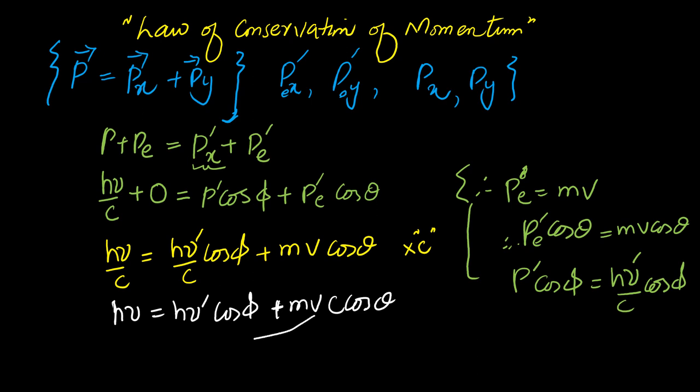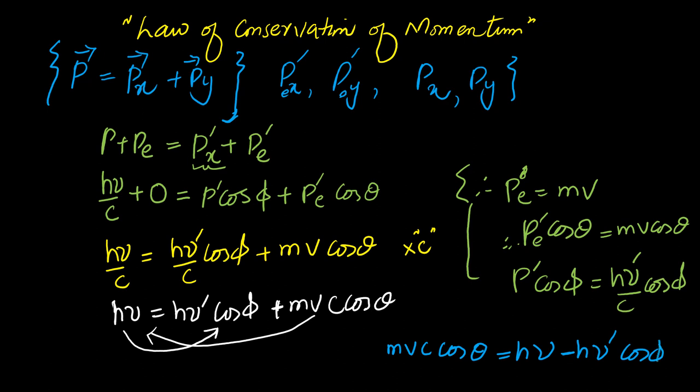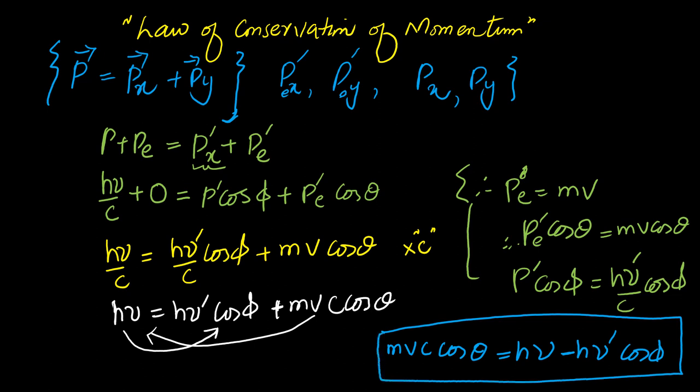So now shifting mvc to the left side and h nu to the right side, we get the equation for momentum along the x-axis as mvc cos of theta is equal to h nu minus h nu prime cos of phi. So let's say this is equation number 2.